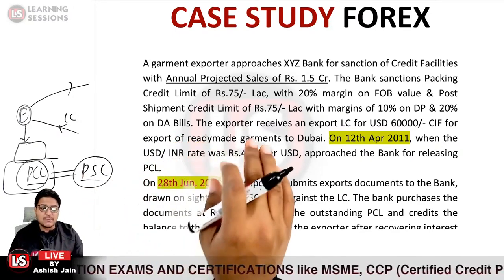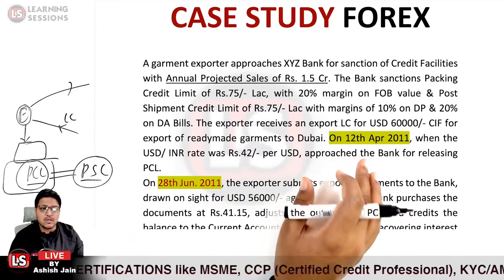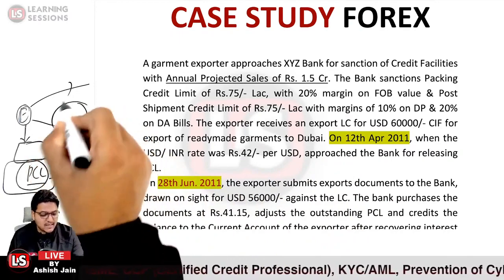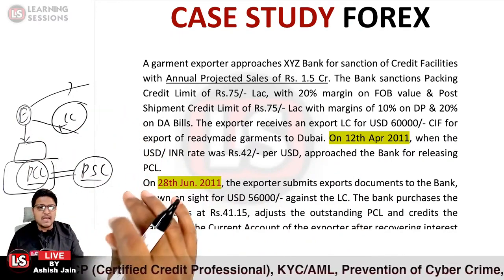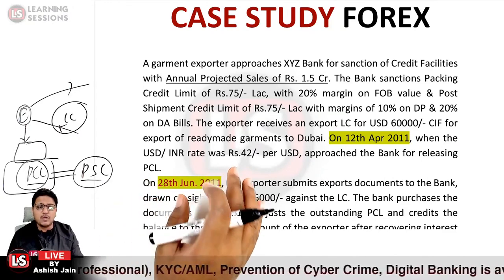Okay, so the exporter receives an export LC of 60,000 USD over here. Of 60,000 USD, the export LC, that is the letter of credit we are talking about, is received by the exporter when the USD INR rate was 42 rupees per USD.